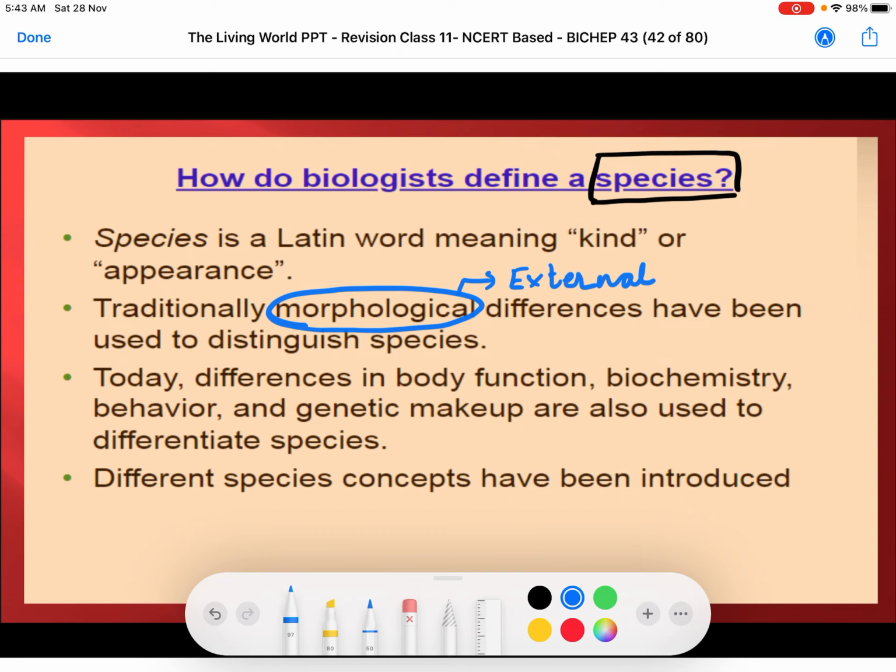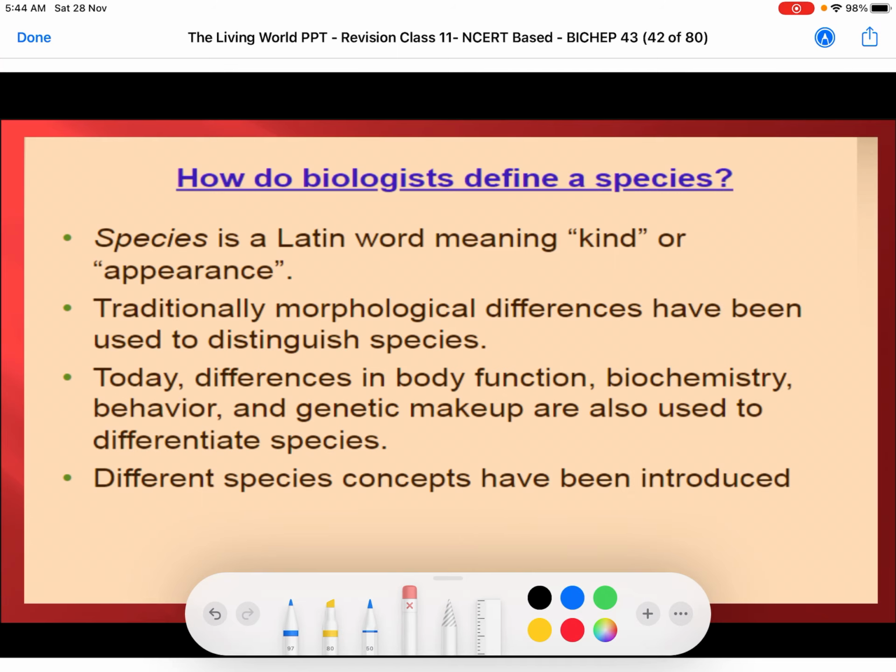Now today, differences in the body function or biochemistry or behavior or genetic makeup are used to differentiate the species. These are the categories, the factors by which we are differentiating between various species. There are so many different species concepts that have been introduced till now. So we are going to see various kinds of species concepts now.